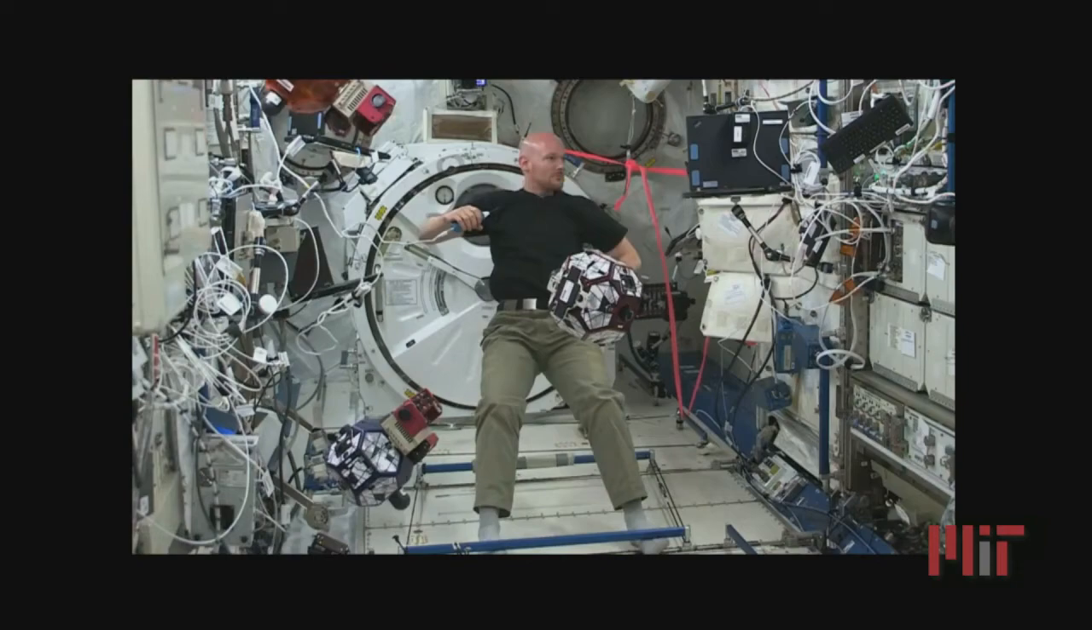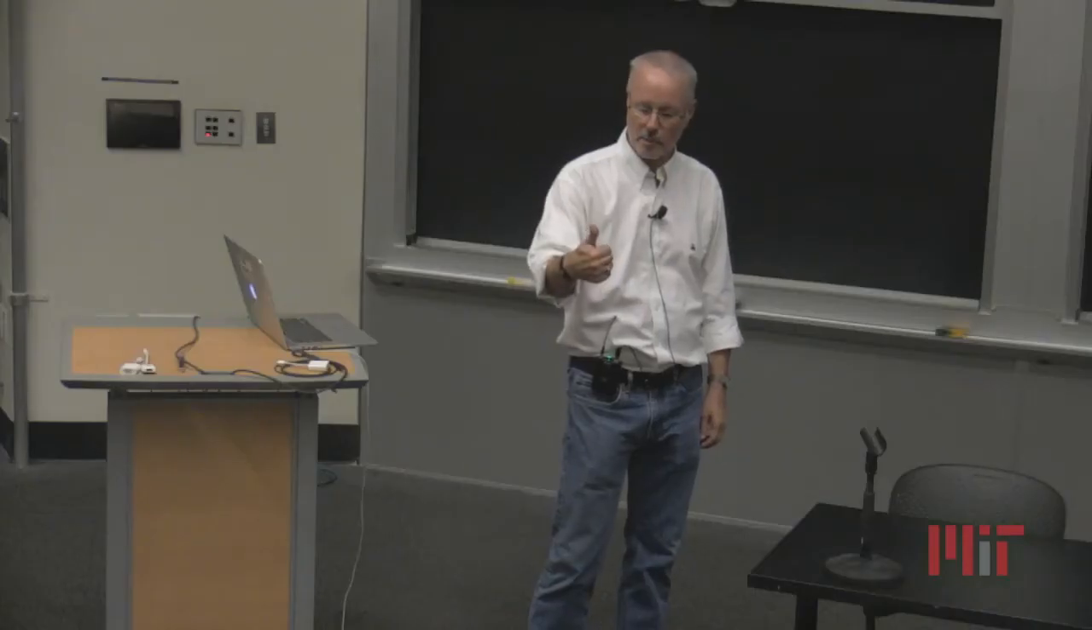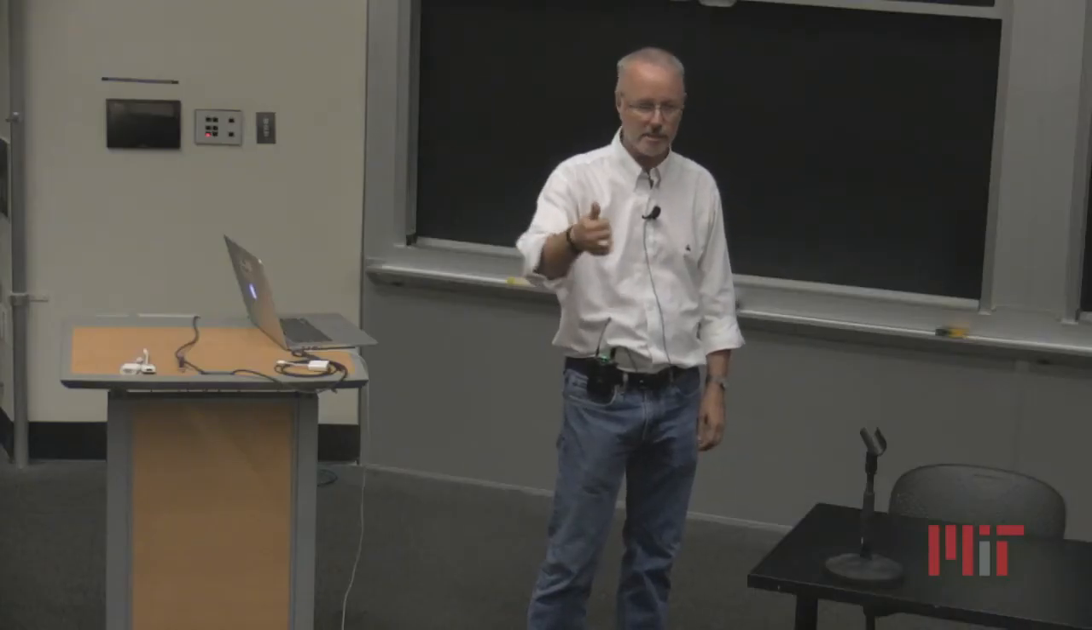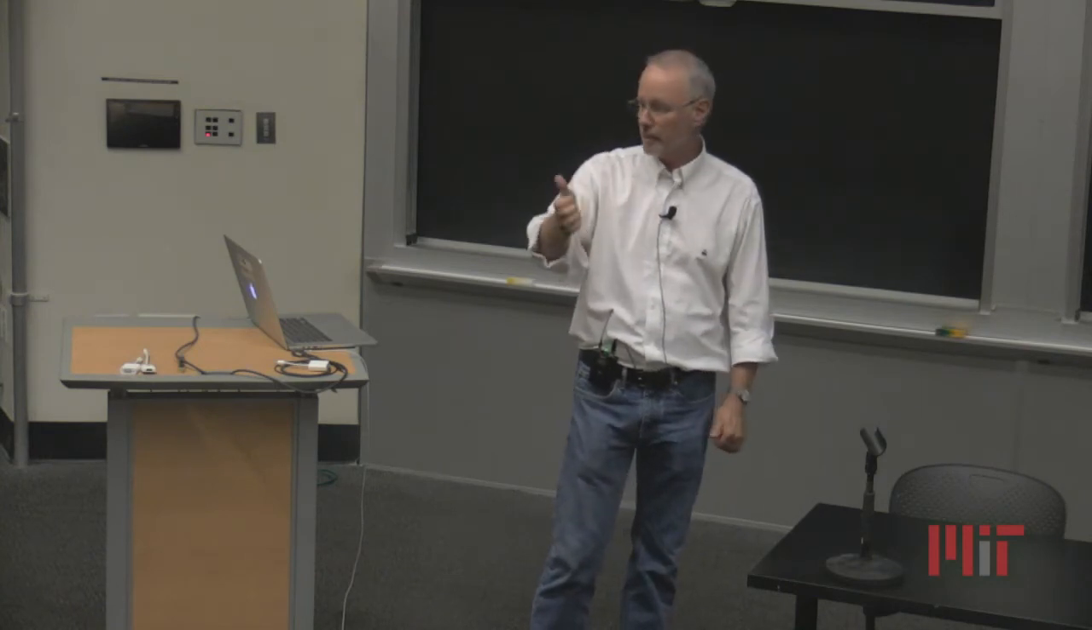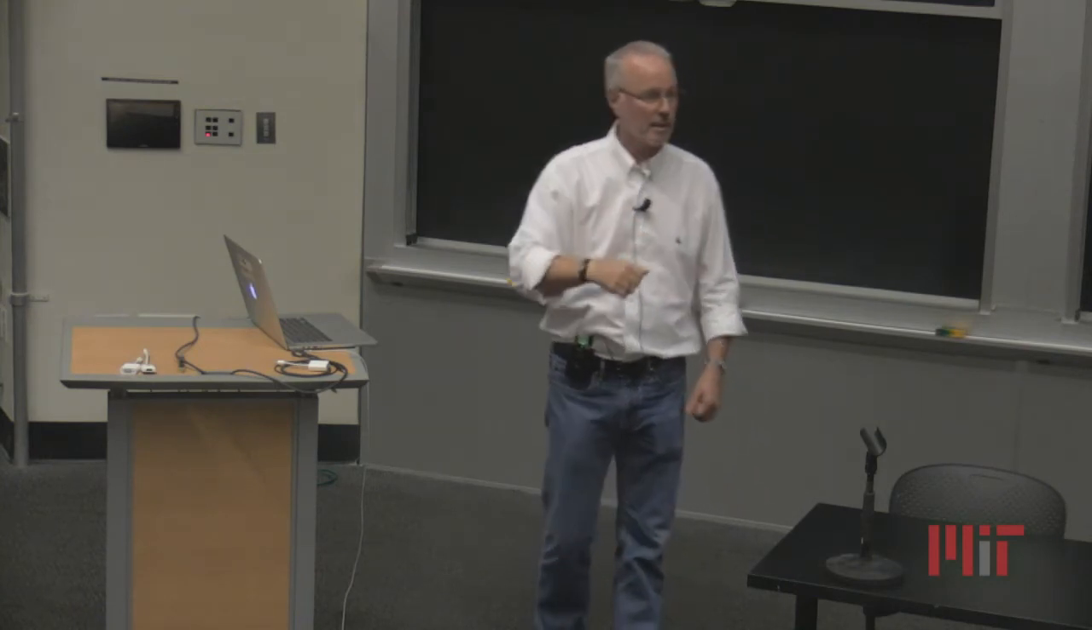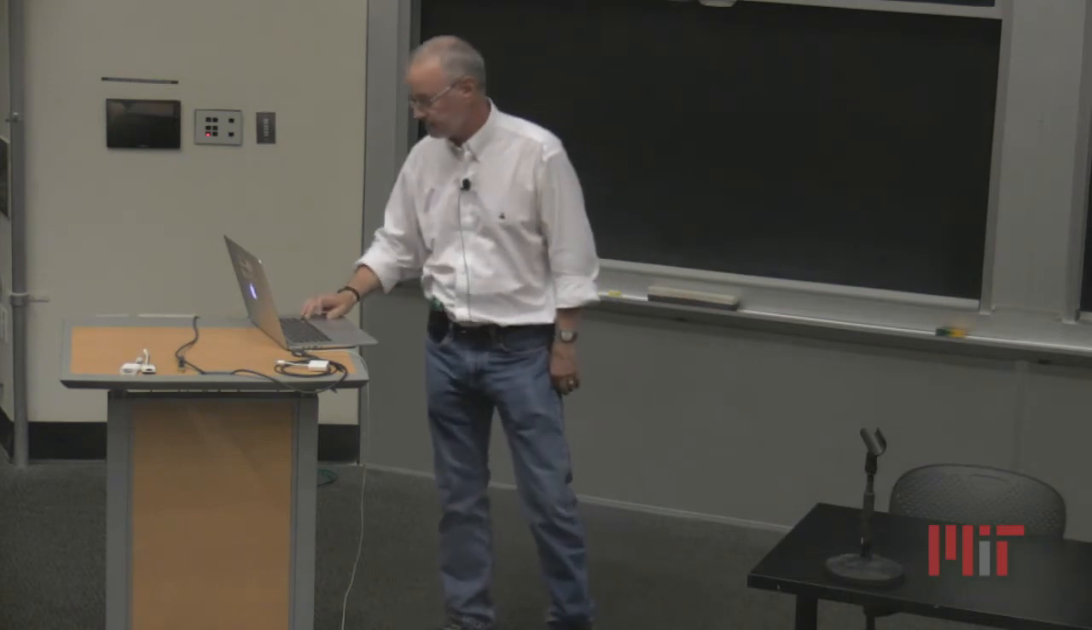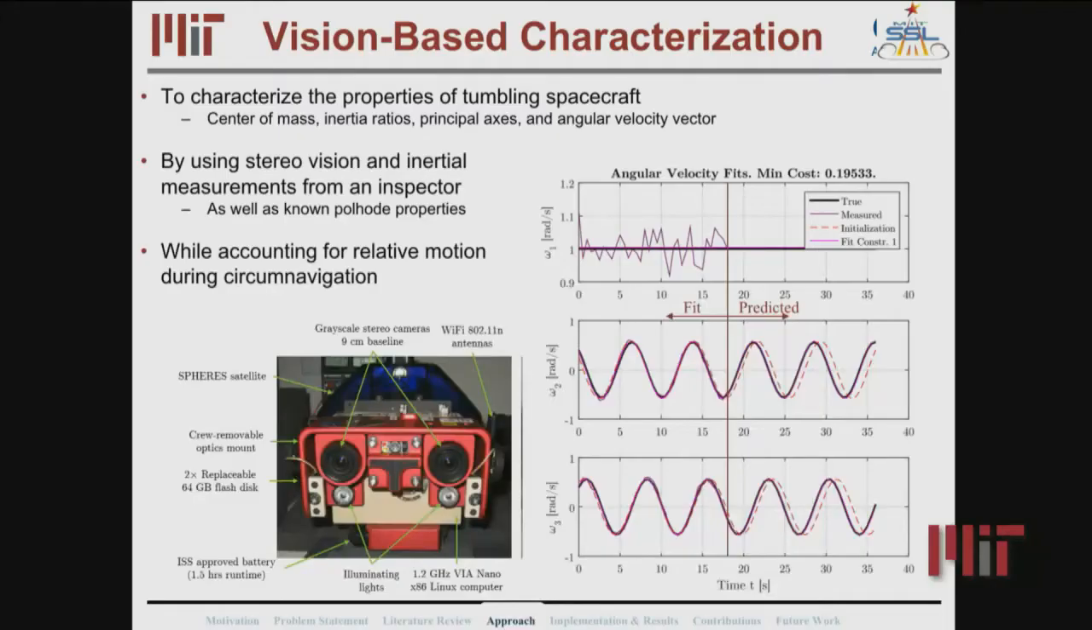And the tumble is not just a flat spin going around one axis, it's actually nutating. If you've played with gyroscopes or spinning tops, you know there's a wobble as it spins. So can you characterize all that? And the answer is yes. This is just some details about what the stereo camera does and all that.